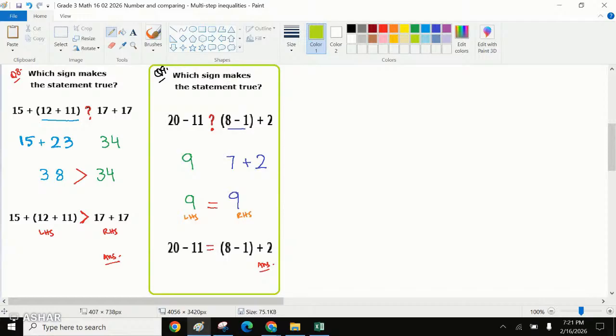Moving on to the next question. Question number 10 says, question number 10. Perfect, thank you. 20 minus 7 minus 6. Okay, I'll just copy. If this is the statement given to us, and we need to replace this missing sign.